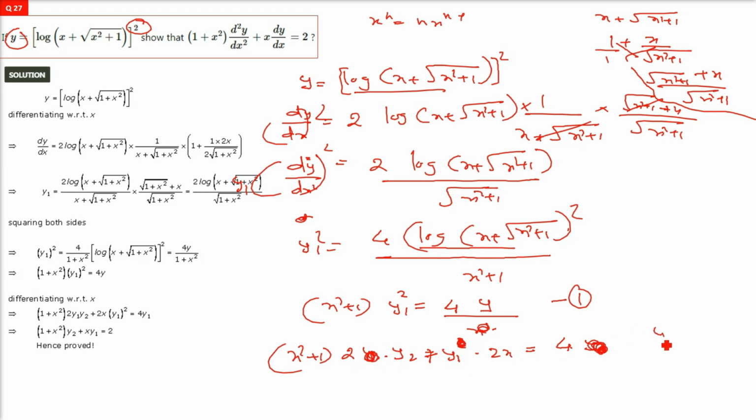As I just suggested, you divide everything by 2y1, so I'm eliminating the 2 also. In the answer it is 2, so that is how I got the idea. Next one is 1 plus x square times y2, where y2 is d2y by dx2, plus x times y1, where y1 is dy by dx, equals 2. This square is the only thing which you need to understand.